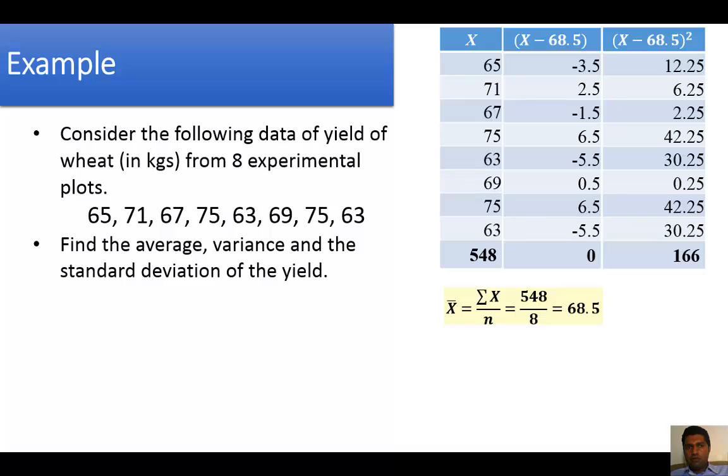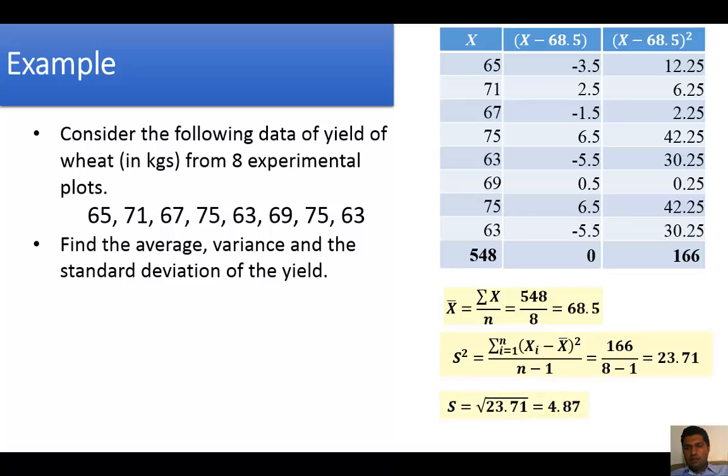By squaring those deviations, you will get the variance, which is simply the sum of squared deviations divided by n minus 1, and then simply take the square root of the variance in order to get the standard deviation. It's simple calculations.